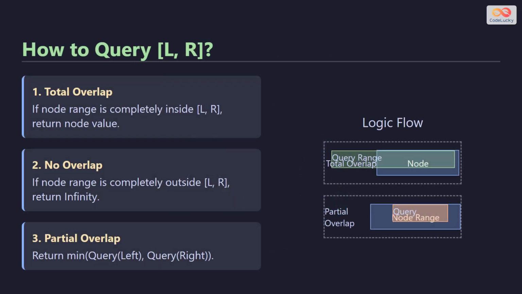When we want to find the minimum for a specific range, we traverse the tree from the root. For each node, we check 3 conditions. 1. Total overlap, where the node's range is completely inside our query range. We take this value. 2. No overlap, where the node is completely outside. We ignore it. 3. Partial overlap, where we must go deeper to check both children.